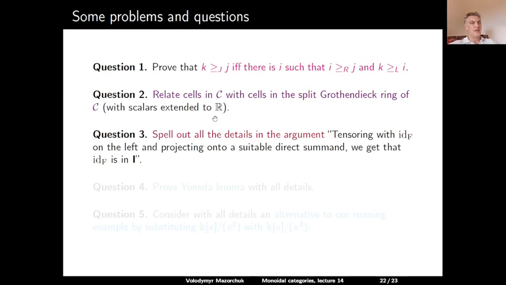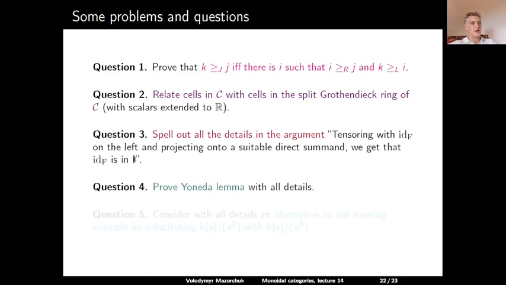Question 3. Spell out all the details in the argument which we used in one of the proofs, that by tensoring with the identity of f on the left and projecting onto a suitable direct summand, we get that the identity on f belongs to our ideal I.